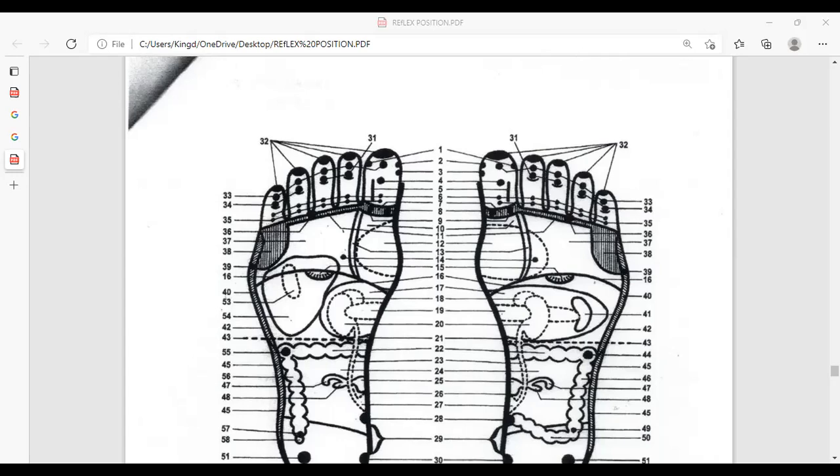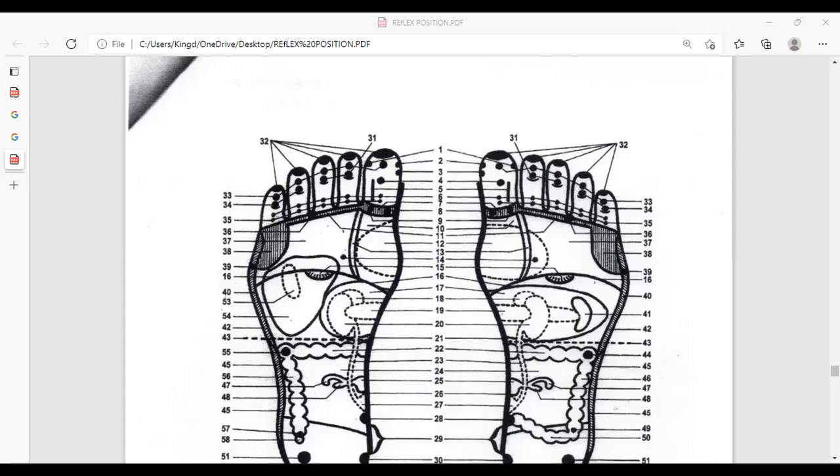Then we see the side view, better view of the rectum, the sciatic, the hip, the lower hip, lower back, and sciatic, the ovaries, the testes. And so that is a great area to pay close attention to. All right.